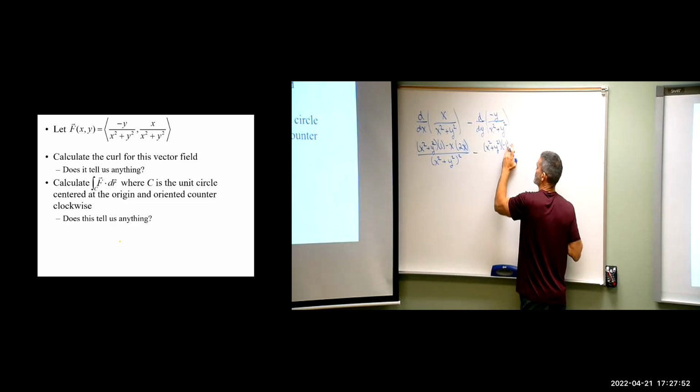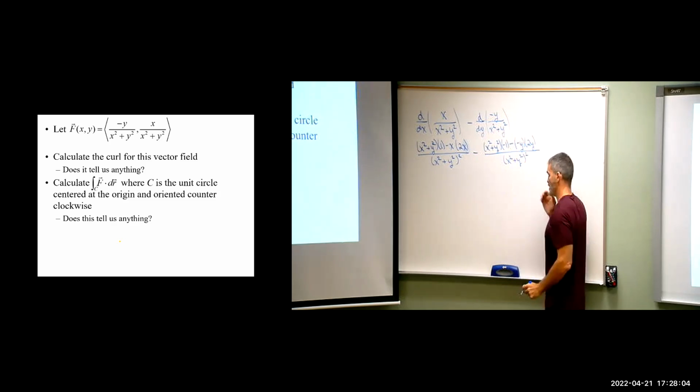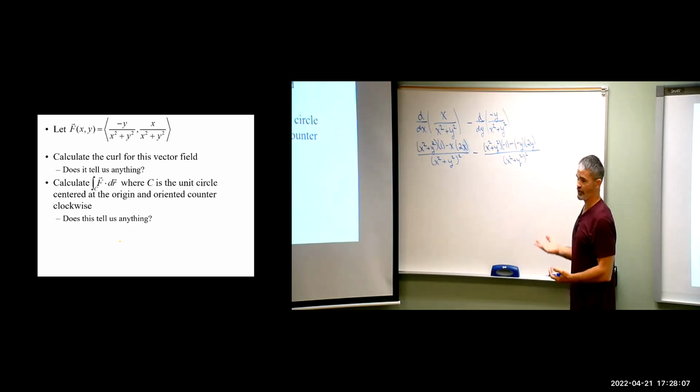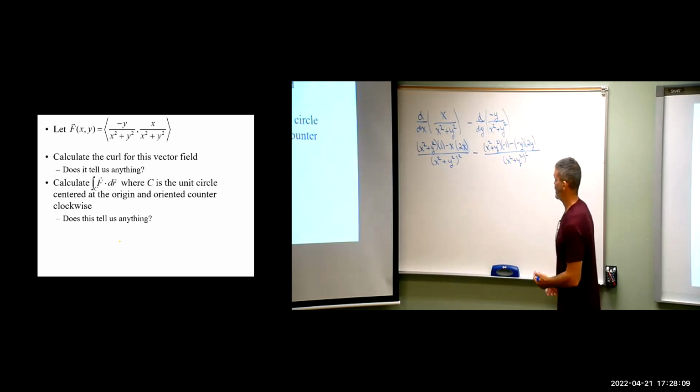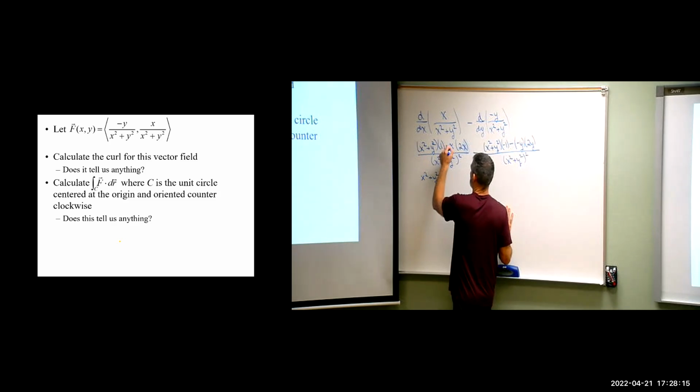It's minus. Now a negative y, and then the derivative of the denominator is 2y, all over x squared plus y squared, squared. All right, got to simplify those numerators in order to see what is going on. So over here, we got x squared plus y squared minus 2x squared.